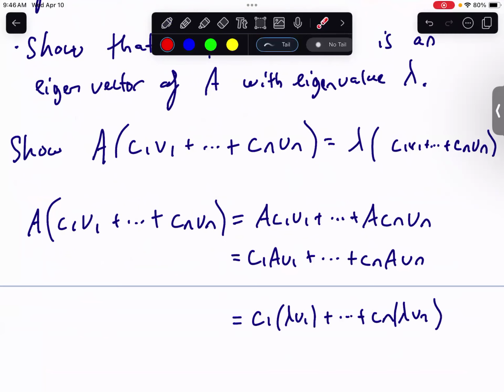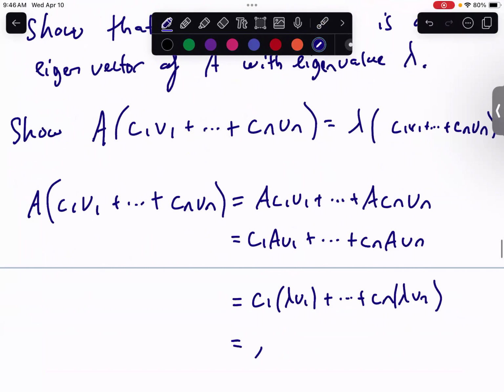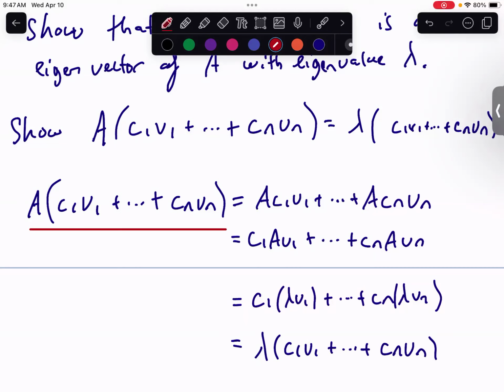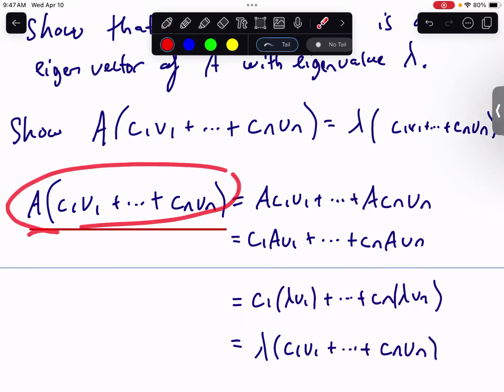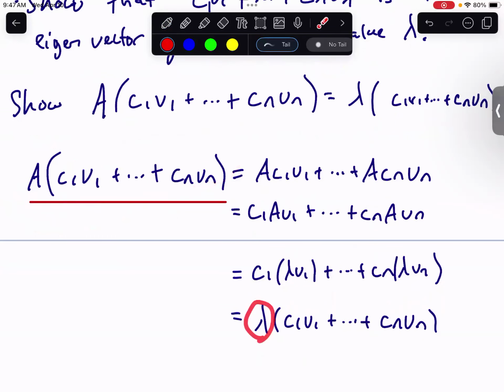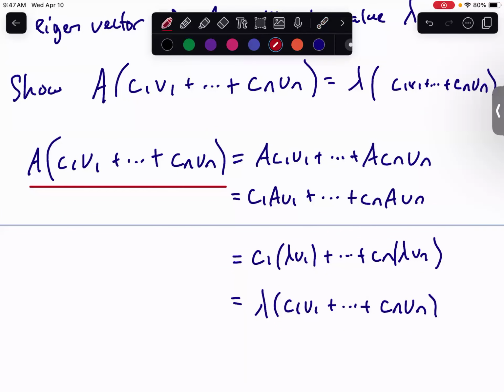And so on each of these terms, we have a lambda that we can factor out. So this is going to end up being equal to lambda times C1 V1 all the way up to Cn Vn. So this is exactly what we wanted to show. We showed that A multiplied by this vector, where the vector is a linear combination of these eigenvectors, ends up being exactly the same as lambda multiplied by this vector. So this implies that this linear combination is an eigenvector of A with eigenvalue lambda. This is the main equality that you want to show.